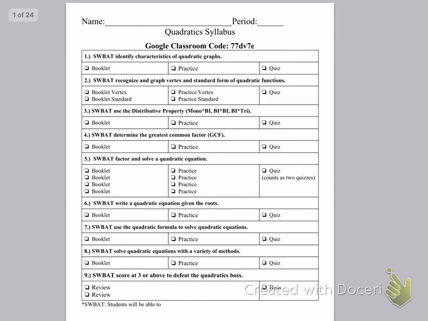All right, Algebra 1, we are finishing up factoring today. We're doing day 4, practicing the slide method.